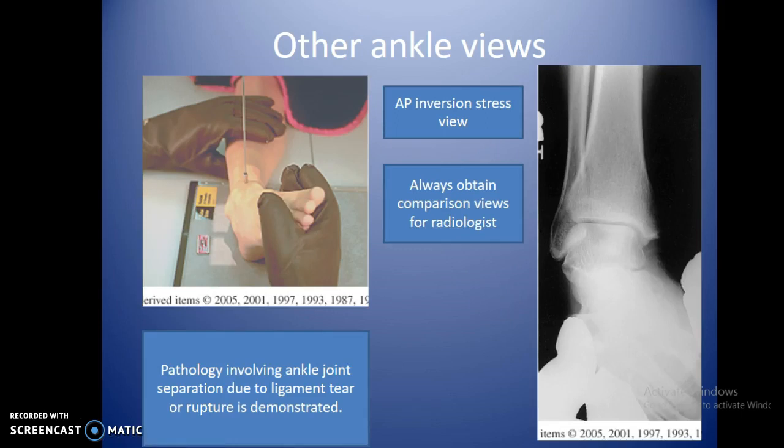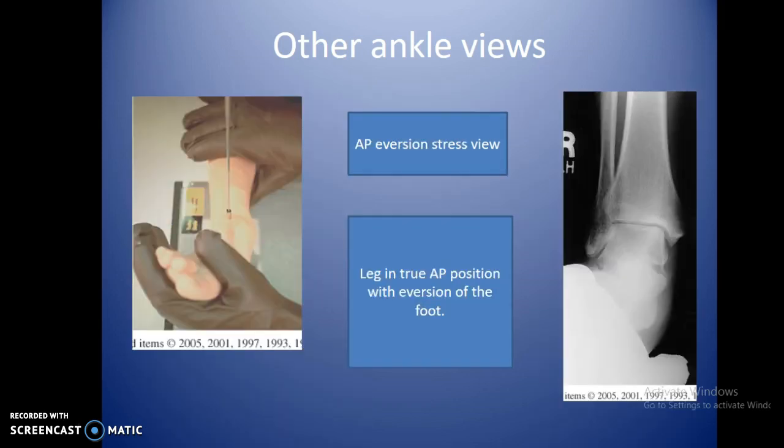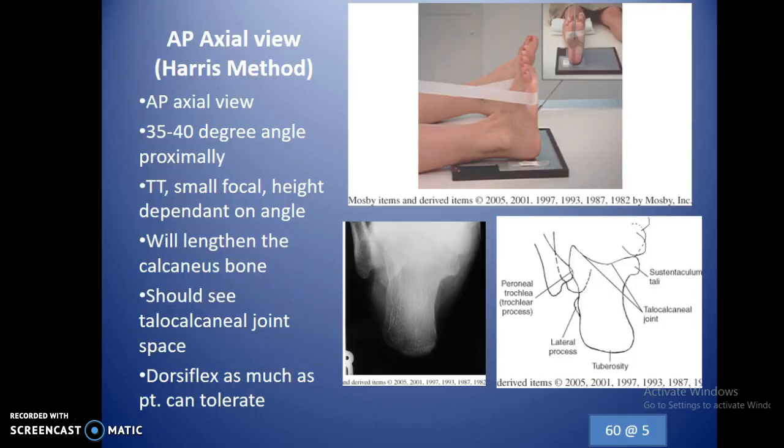Inversion, eversion, these are just stress tests just to see if the lateral ligaments are torn. The medial ligaments can also be seen when we do this. This is just having a tech actually force the foot towards the outside while holding it in an AP position.